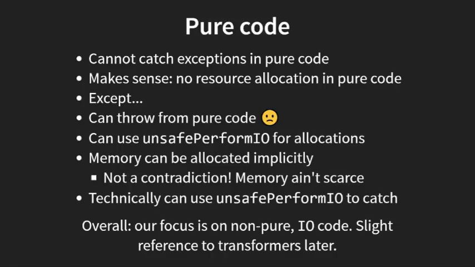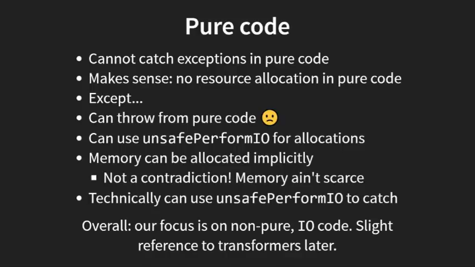You can allocate memory from inside pure code. And this is where that definition of scarce resources is important. We're using a garbage collected language, and in a garbage collected language, our definition of scarce means we don't care if we use a lot of memory. We don't care if memory gets cleaned up in a slightly delayed manner. File descriptors, by contrast, we want to clean up immediately. So that's the difference there. And technically speaking, you can, once again, using unsafePerformIO, actually catch exceptions in pure code. But again, that's not something we're too terribly interested in.